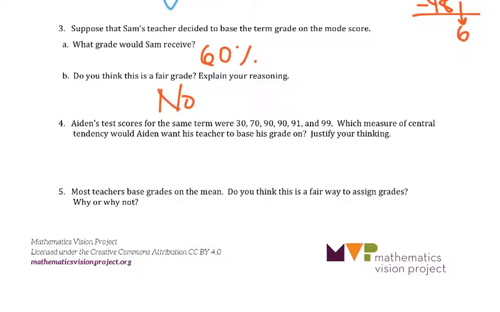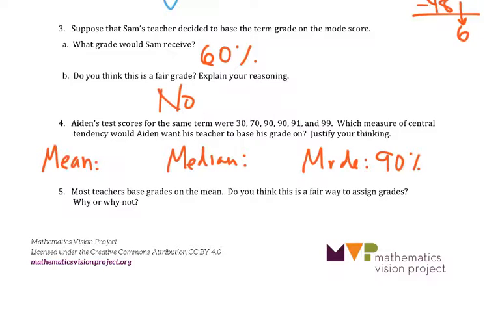Okay. Aiden's test scores for the same term were 30, 70, 90, 90, 91, and 99. Which measures of central tendency would Aiden want his teacher to base his grade on? So the mean, the median, and the mode. The mode would be 90. Okay, the median would also be 90.